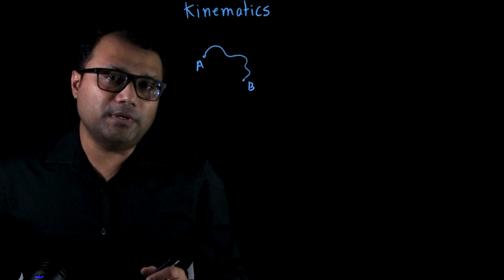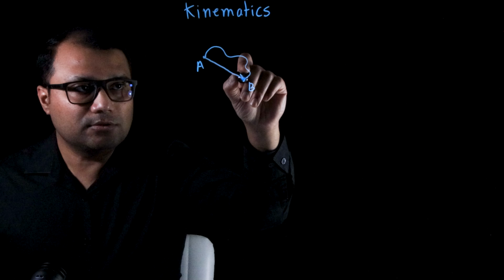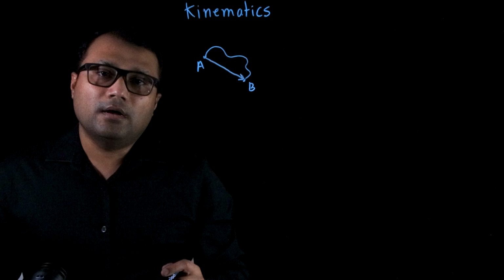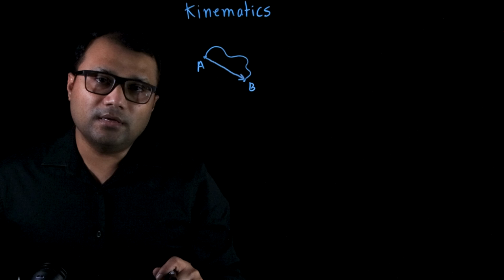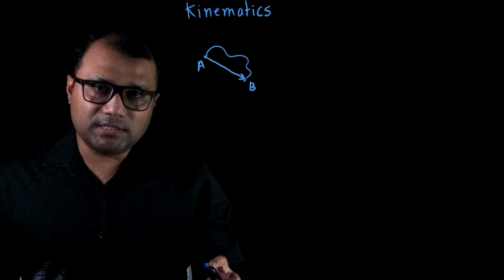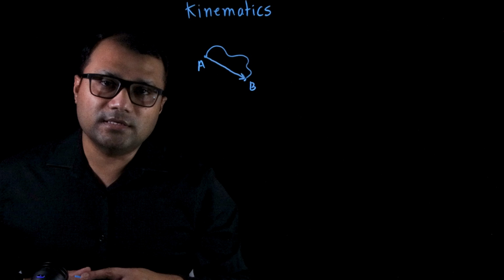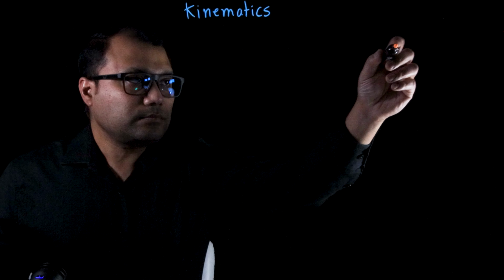However, the displacement is a vector which joins point A to B. So basically it is the shortest distance between A and B, and the direction of the vector points from A to B. Okay, very basic concepts. Now let's understand this using an example.